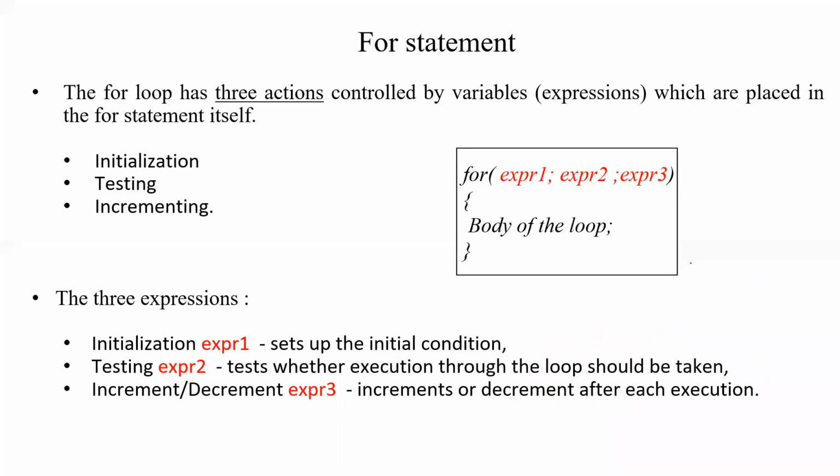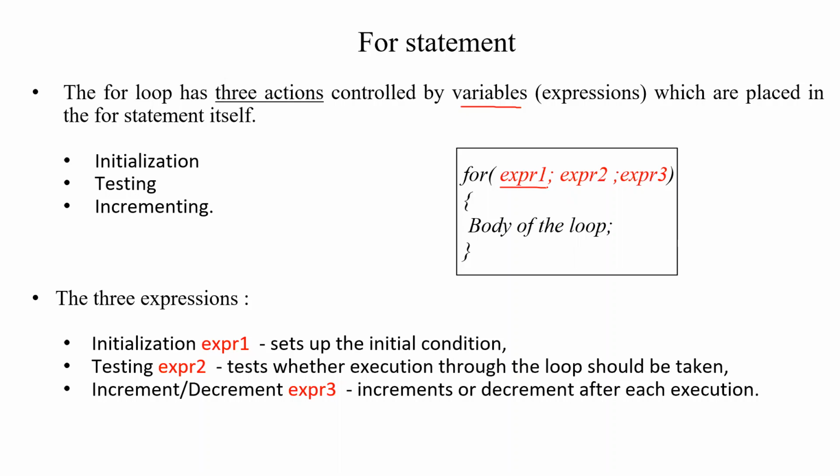So here we can see that the for loop has three actions controlled by the variables. In the while loop, we give only one Boolean expression which is used for testing, right? It just tests the control variable, and if it turns out to be true, then it will execute the body of the loop. Here, instead of giving only one, we are splitting into three things.